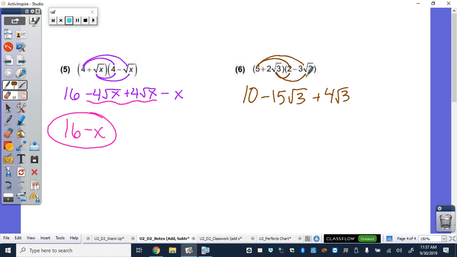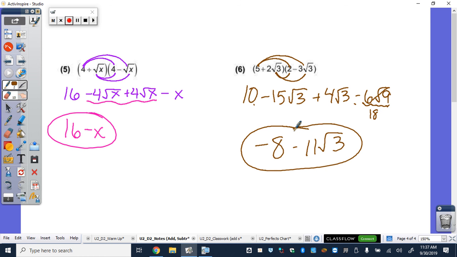And 2 radical 3 times 3 radical 3 would give us 6 radical 9. Which, what does 6 radical 9 simplify to? 18. Because again, square root of 9 is 3. 3 times 6 gives us that 18. So 10 minus 18 gives us negative 8. Negative 15 radical 3 plus 4 radical 3 gives me a negative 11 radical 3. Again, radical always comes at the end.